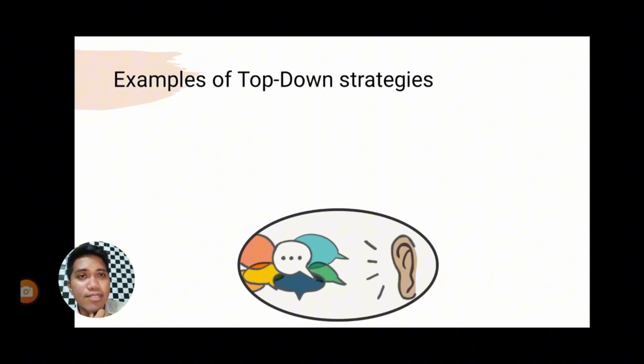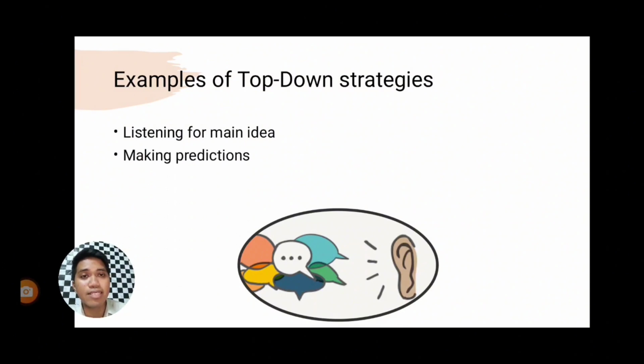So these are the examples of top-down strategies. When we say top-down, first is listening to the main idea. When you hear something, you need to listen to the main idea in order for you to understand what the text is saying. Second is making predictions. When you are predicting something that will happen, it is actually a top-down strategy.